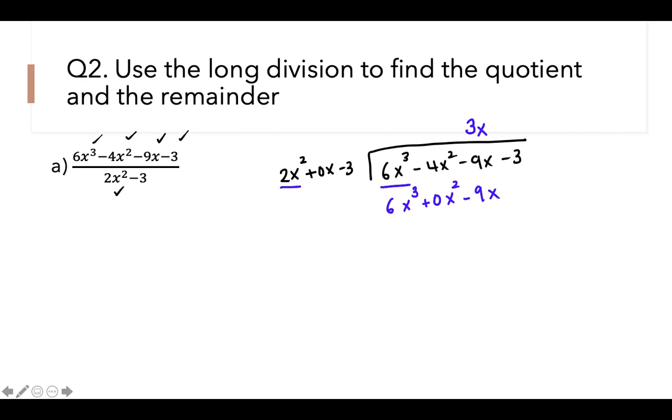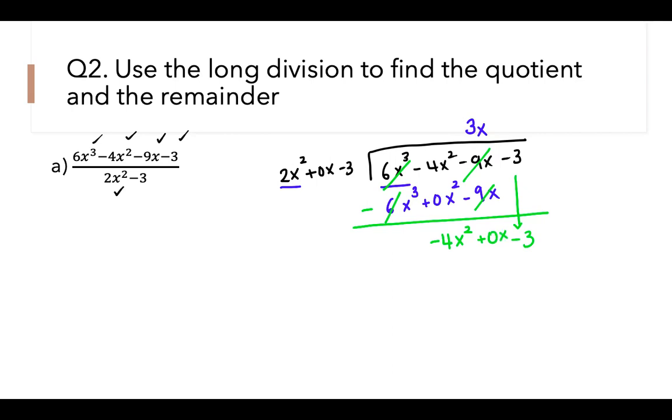And then, as always, we are going to subtract. Always subtract as you go down the long division. So this cancels out. And negative 4 minus 0x squared will give me negative 4x squared. And negative 9x minus negative 9x, so it becomes positive, so it cancels out. And then you're going to bring down the negative 3. We're missing a degree here, right? So we're going to fill it in. Always fill in a degree if it's missing. Plus 0x.